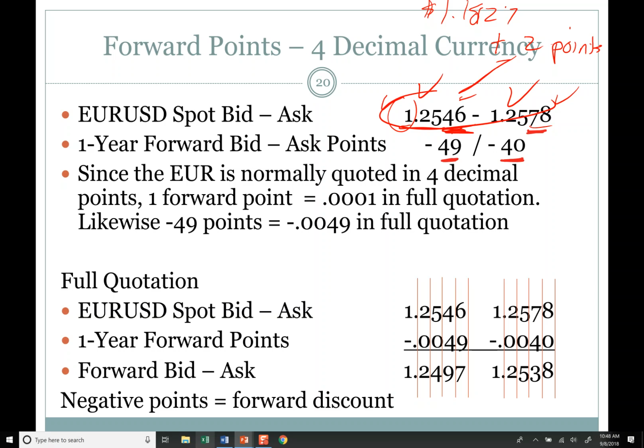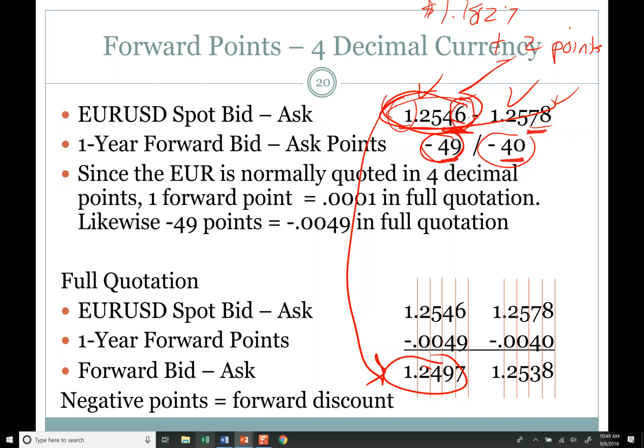So here's what I would usually find if I went to any screen, if I'm looking for, say, the 1 year forward price. They're not actually going to give me a price. Now, the price turns out to be this, but they never tell me that, and their website generally never has that information. What they tell me is this. The spot price is 125.46 bid, 120.78 ask. Negative 49 points on the bid, negative 40 points on the ask for a 1 year delivery. Huh, okay. Well, let's find out. 49 points.